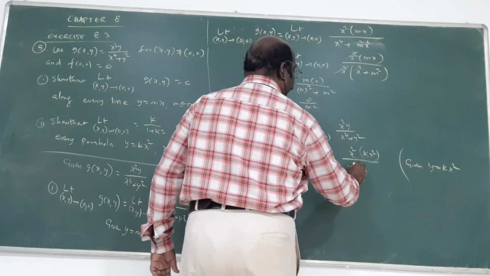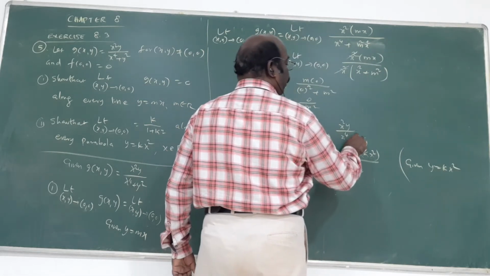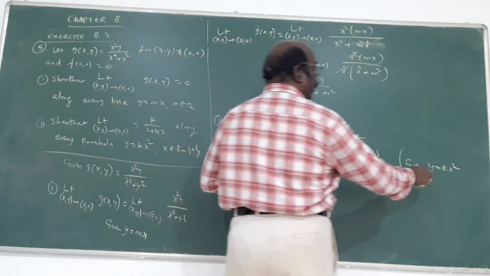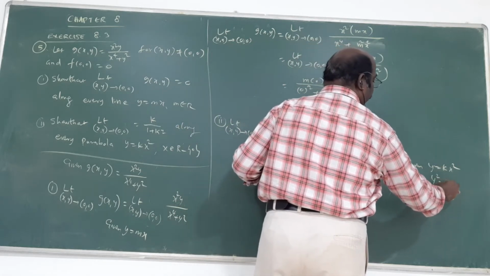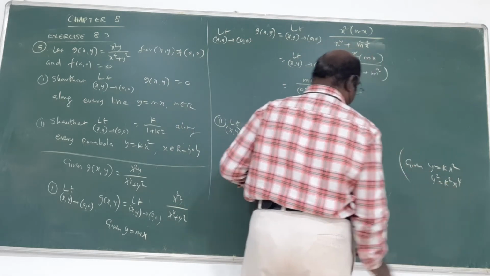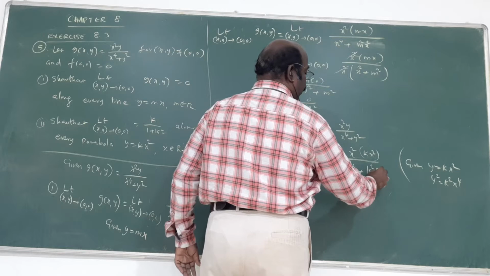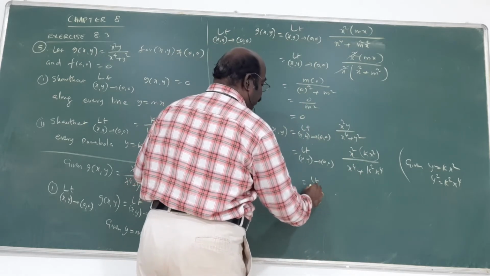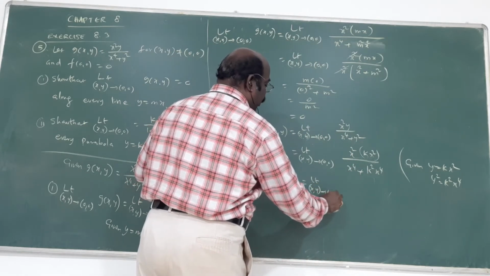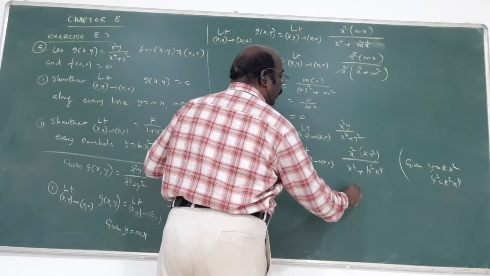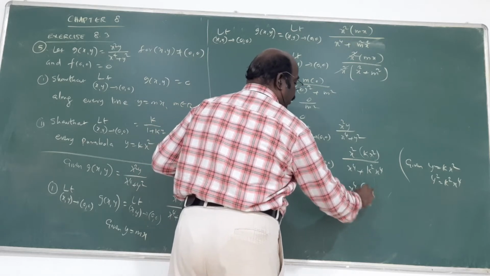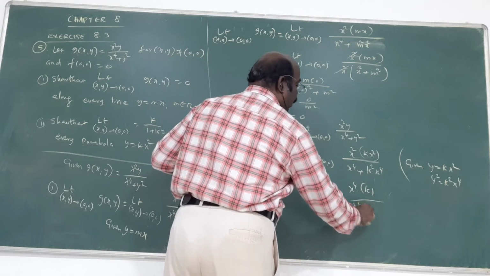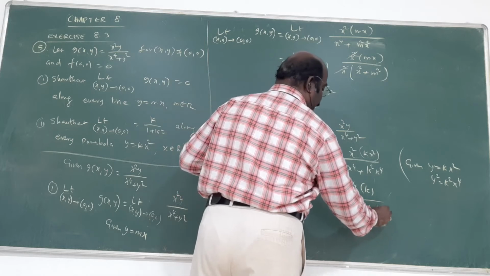Now x power 4. Here y square is what? Y equal to x square, so y square is k square x power 4. Now what is the common denominator? X square, the x power 4 common into y. You know x power 4 can be taken out, leaving 1 plus k square. Right?